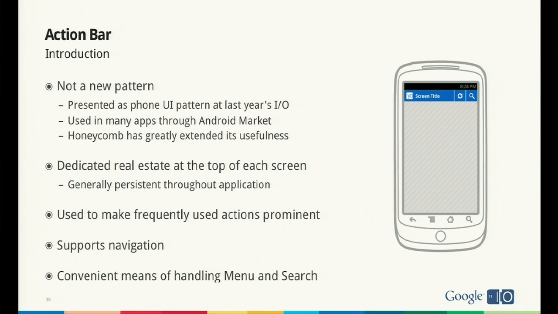But just a quick reminder, the action bar is kind of reserved real estate at the top of the screen. It's used for navigation and for indicating the view that the user is looking at. And most importantly, it's used for presenting the most frequently accessed actions to the user so they don't have to go into the menu structure to get those. It's also a convenient way of handling menu and search when you have devices that lack those physical hard keys.